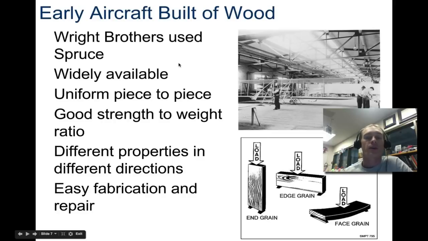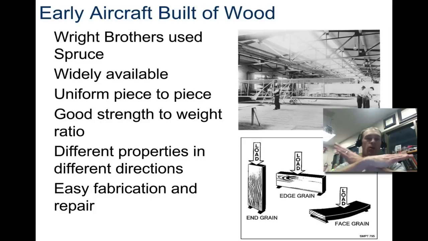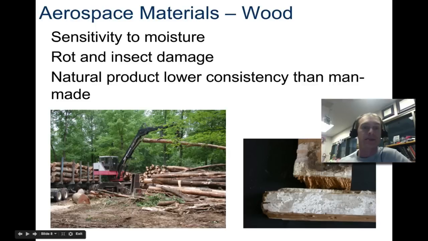So some early aircraft, now we're going to start looking at materials, were just built out of wood, and they used spruce. It was widely available. It was relatively uniform from piece to piece, so you didn't have drastic changes in density from one wing to the next, which some of us saw with our balsa gliders. As the density of the wood changed, one side of the aircraft was a little bit heavier. It has a relatively good strength to weight ratio, and again, there's different properties depending on the different directions. So if you look at the directions of the wood, if you load it on end grain, it's going to have very different properties than on edge grain or face grain here. And it's relatively easy to repair, so it seems like the miracle material.